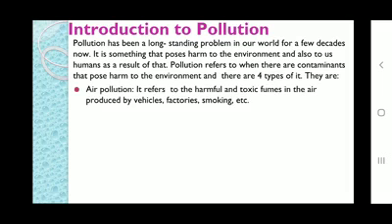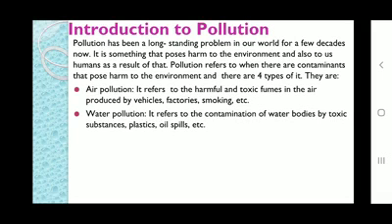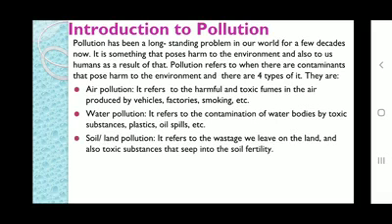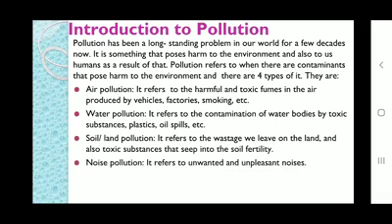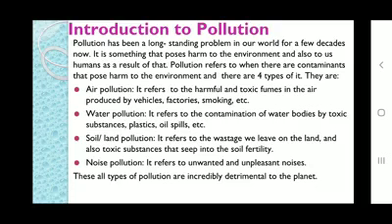They are air pollution. It refers to the harmful and toxic fumes in the air produced by vehicles, factories, smoking, etc. Water pollution. It refers to the contamination of water bodies by toxic substances, plastics, oil spills, etc. Soil or land pollution. It refers to the wastage we leave on the land and also toxic substances that seep into the soil and affect fertility. Noise pollution. It refers to unwanted and unpleasant noises. All these types of pollution are incredibly detrimental to the planet.